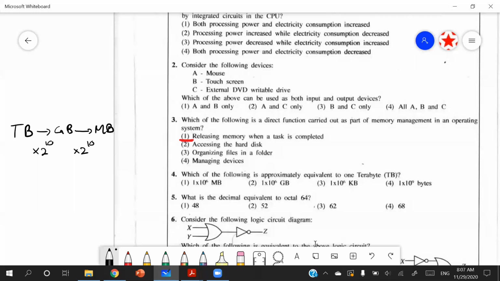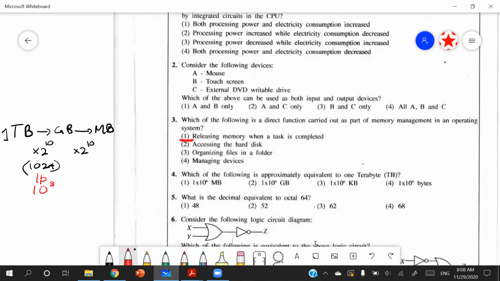So 1 terabyte is going to equal how many megabytes? 2 to the power 20 megabytes, right? Now, in here, this 2 to the power 10 means 1024, which is not equal, but approximately equal to 10 to the power 3.